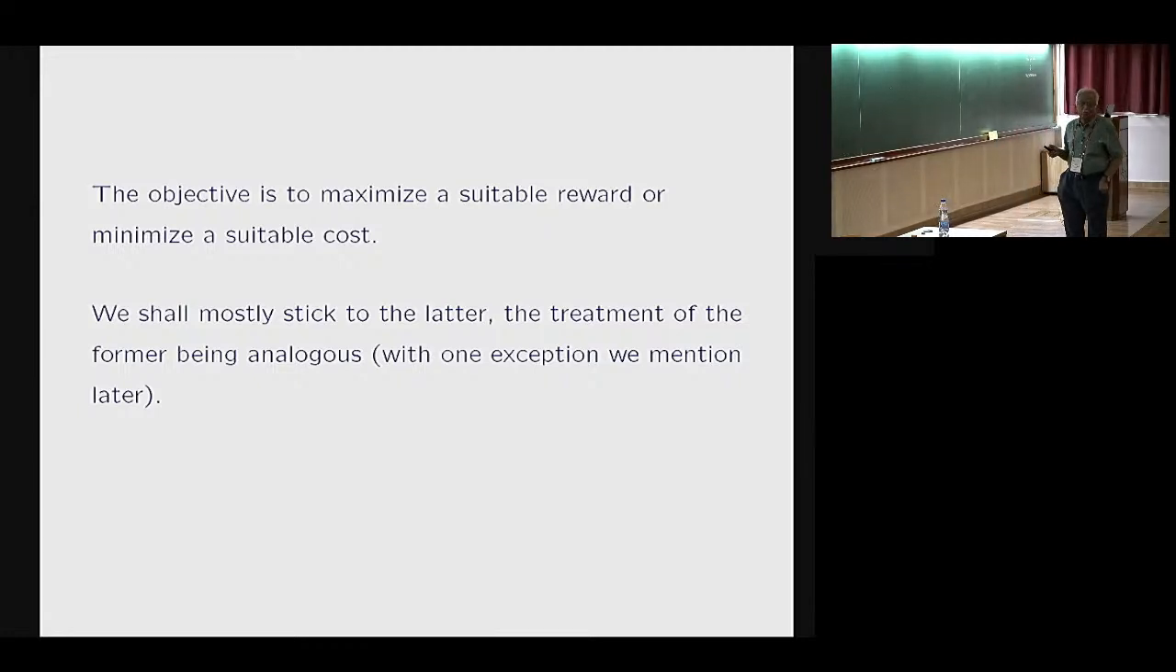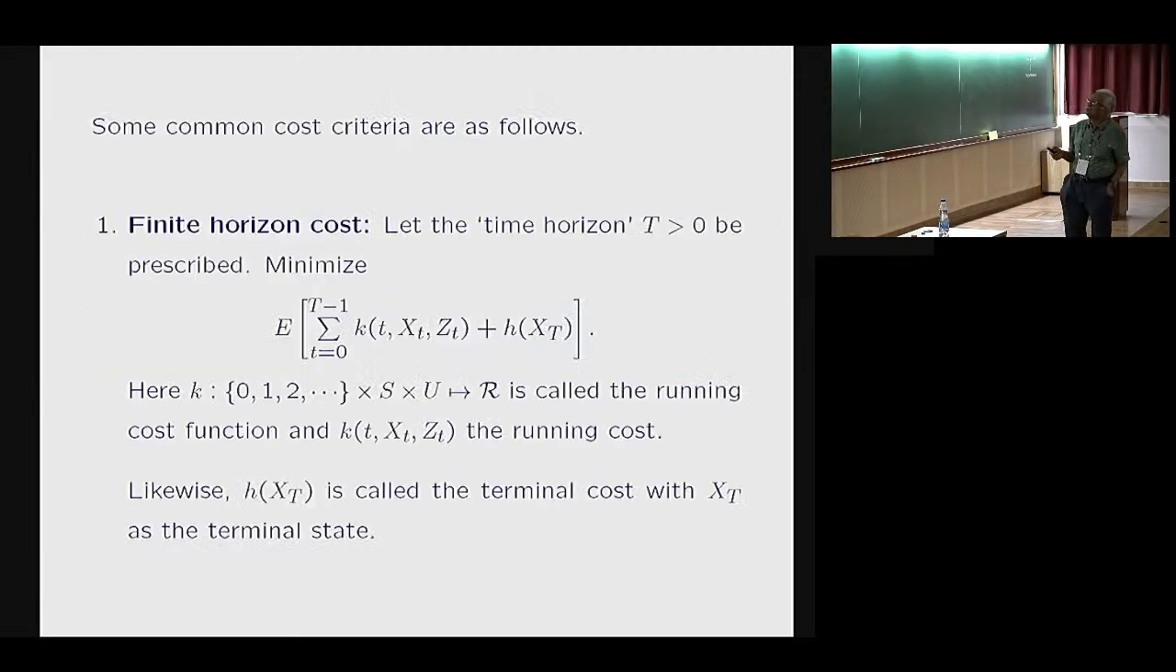This is not true for something called risk sensitive control, which I'll talk about later, because the cost goes into an exponential. So e raised to x is not the same as minus e raised to minus x. So this is not true there. So these are the standard criteria.